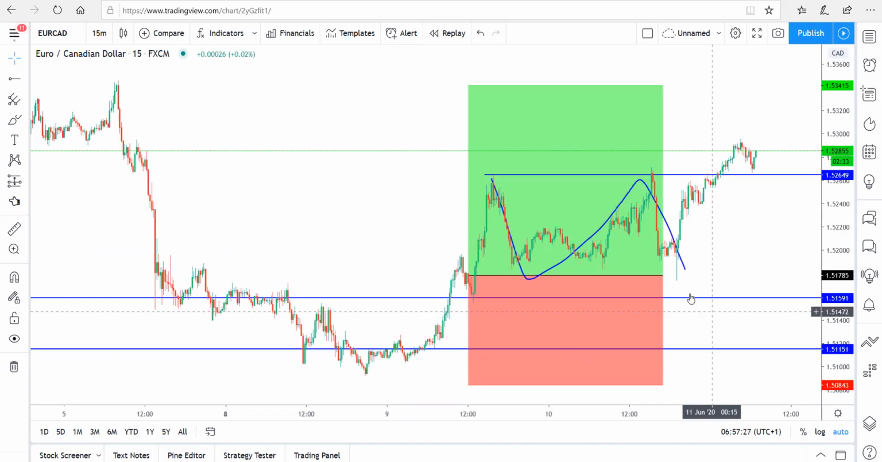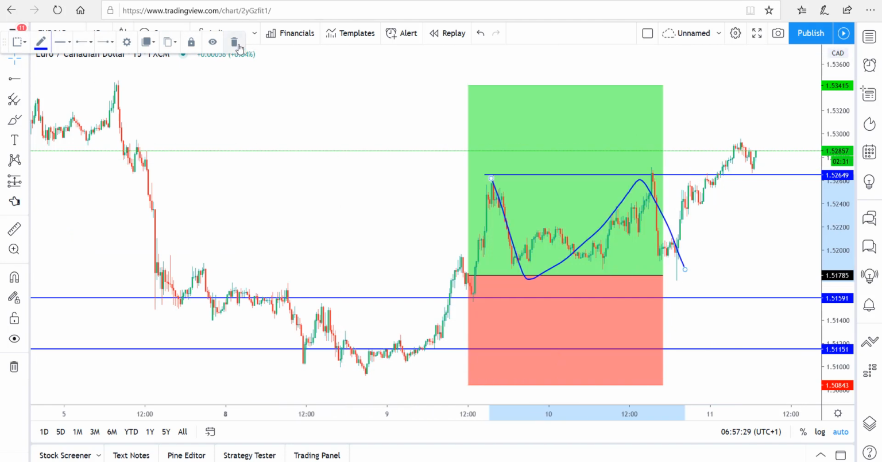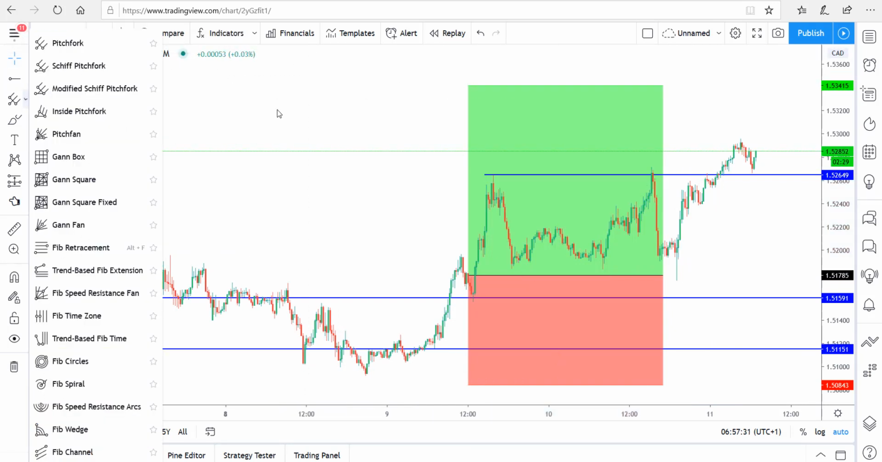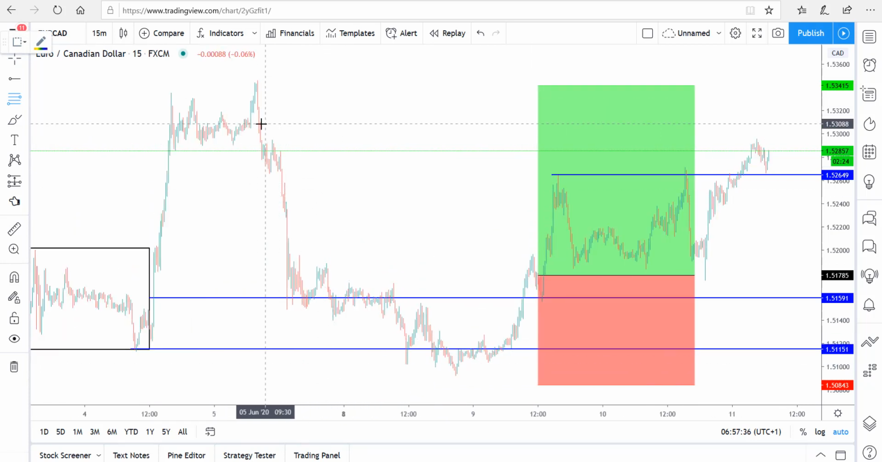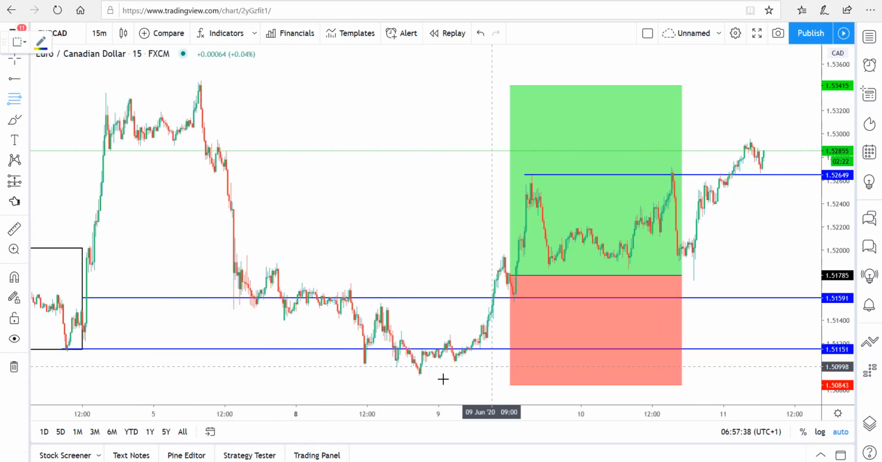And if we go back onto the chart, now in terms of the profit level, like I said, I did set my profit level at the previous structure high.